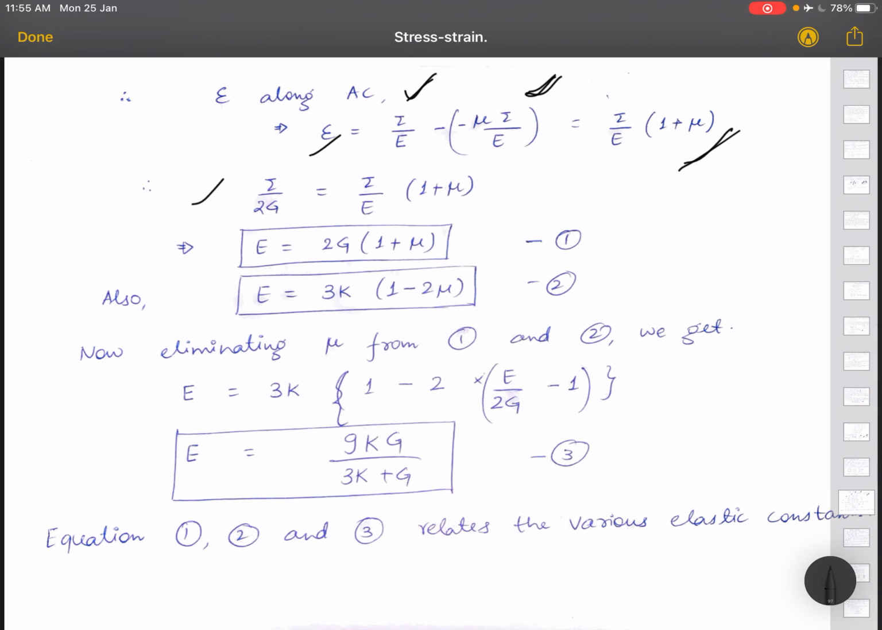So by equating, you will get E is equal to 2G (1 plus mu), and also we had E is equal to 3K (1 minus 2 mu). So if you eliminate mu from these two equations, you will get this value. So this is very important. These three equations, directly in the exam you will get questions on them. So please try to remember this and try to derive it on your own.